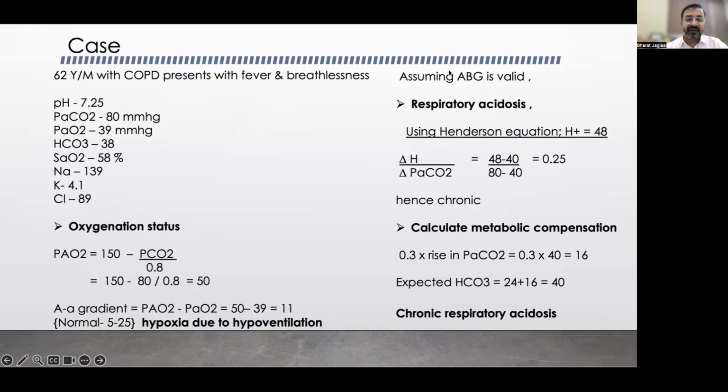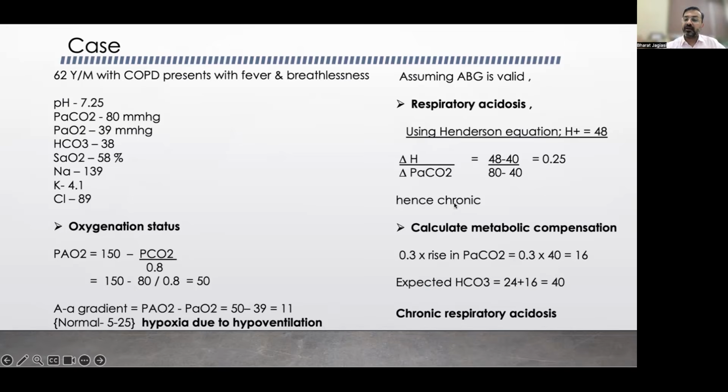Of course the pH is low, so it's an acidosis. You look for the primary disorder by looking at the pH and what direction it is. We look at the pH and the PaCO2. If they are both rising or both falling, it's metabolic; here it's in the opposite direction. Because PaCO2 has gone up and pH has gone down, it's a respiratory disorder. Now the ABG is valid. Because it's a respiratory disorder, we need to look at whether it's acute or chronic. So we looked at the delta H over the delta PaCO2. It comes around 0.25, less than 0.3. That means it's a chronic one.